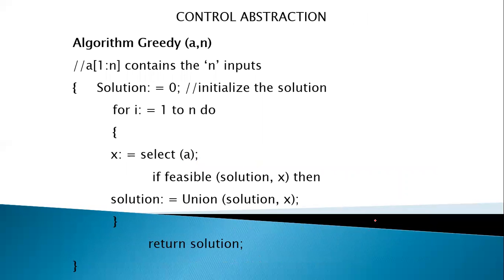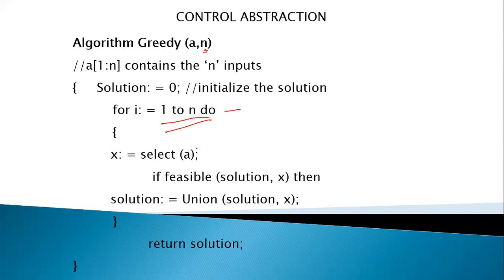So this is the algorithm. First, the solution is 0. Before starting the problem, we don't have any solutions, that's why the solution is initialized to 0. These are the n inputs. Each and every input we will either select or not select based upon a condition. Here we check the 1 to n inputs one by one. First, x is equal to select a.